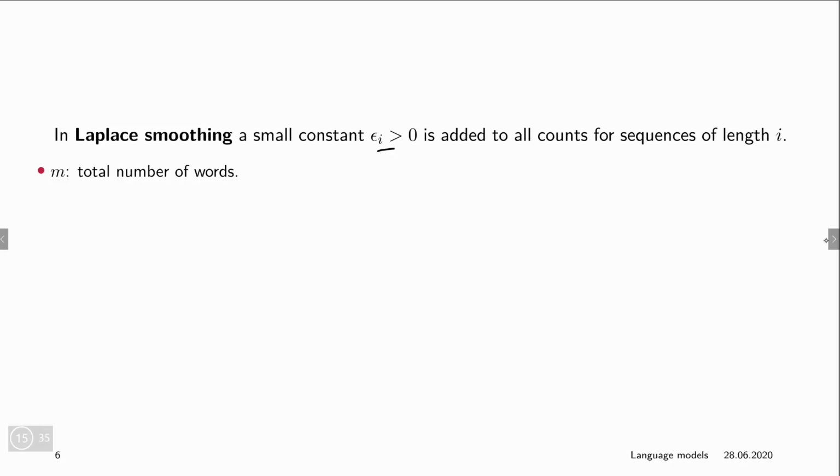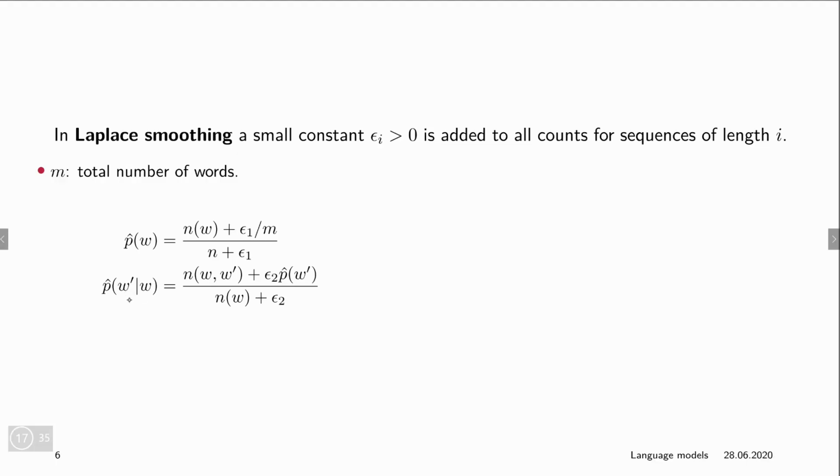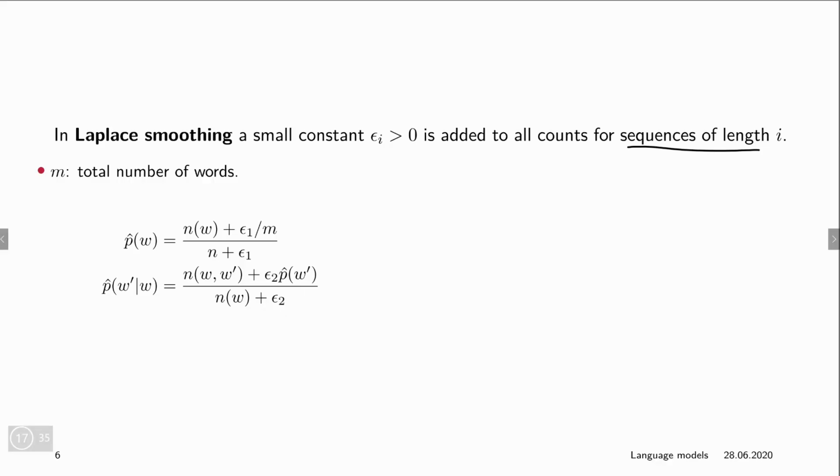So if m is the total number of words, instead of looking at the mere frequencies of a certain word, you would estimate the marginal p(w) as the number of times you see that word plus e1, divided by m plus e1. Similarly, for the probability of a word w' following w, in order to get to the conditional distribution, we take the joint and divide by the marginal.